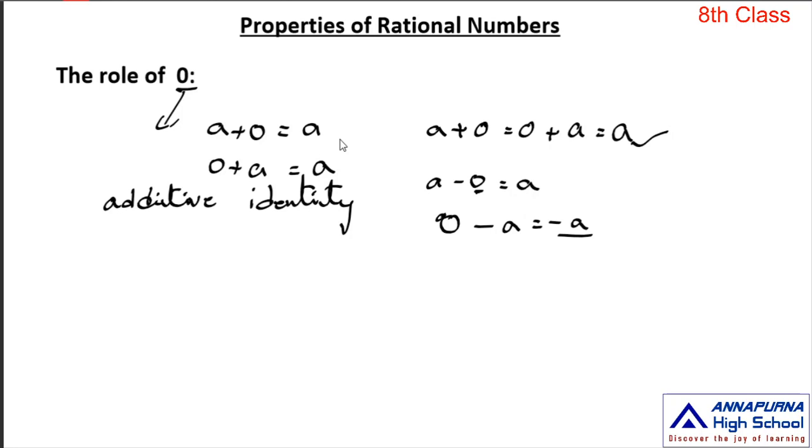Existence of identity means, here, what is the additive identity? 0. Does this 0 exist in that collection of numbers or not? Yes, in the collection of rational numbers, 0 is also a rational number. So that means this additive identity exists in the collection of rational numbers. So the property is satisfied. But in subtraction, there is no additive element. Sorry, there is no identity element. Not additive. There is no identity element.